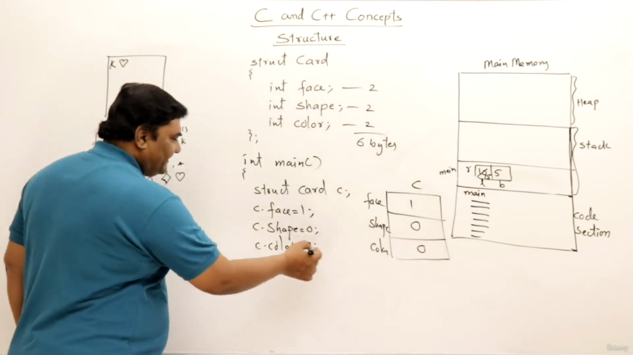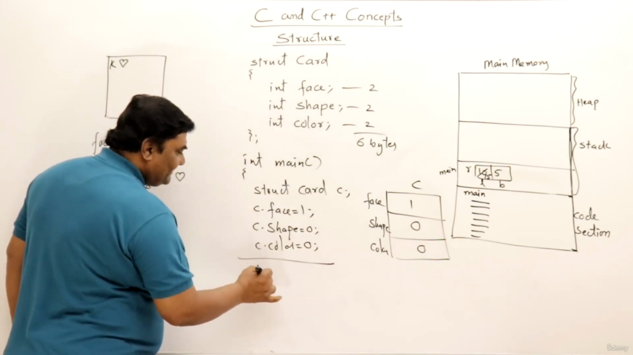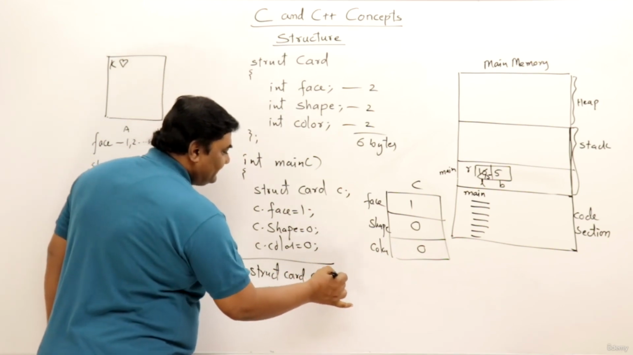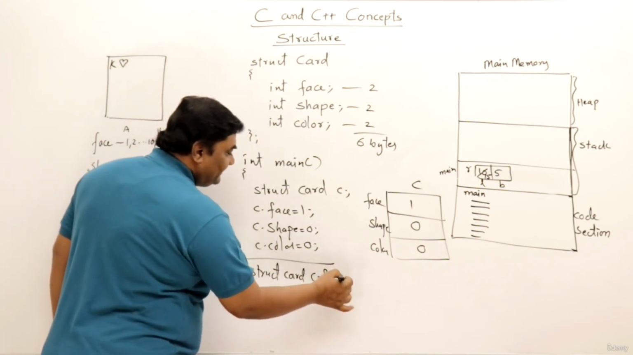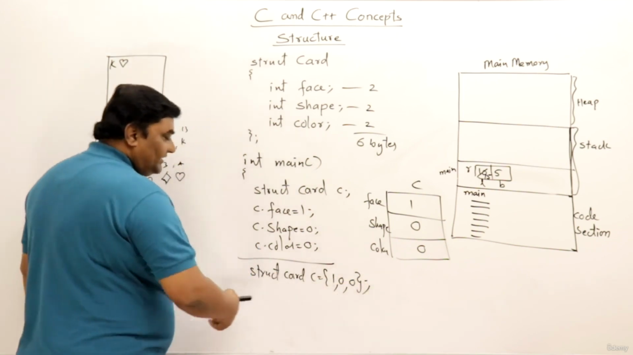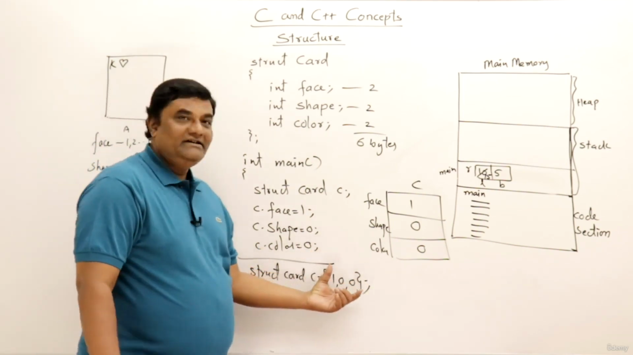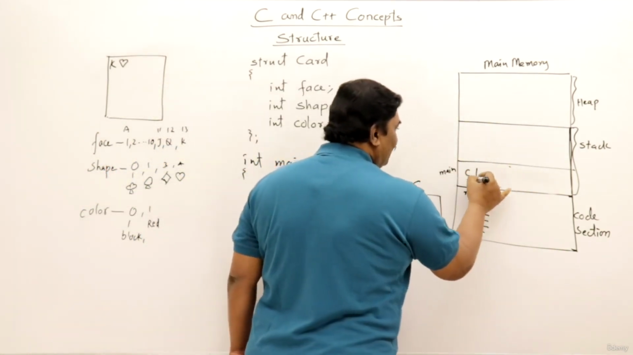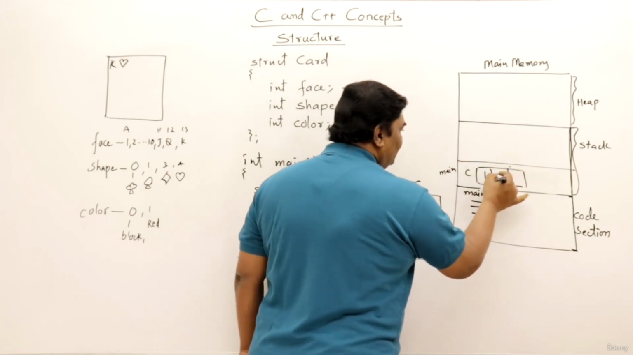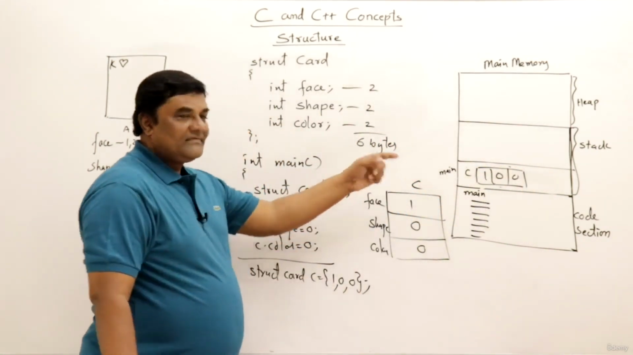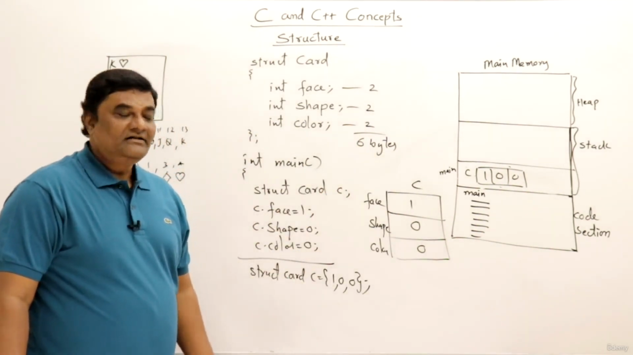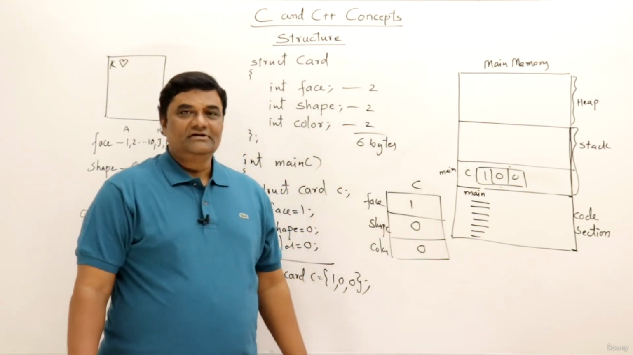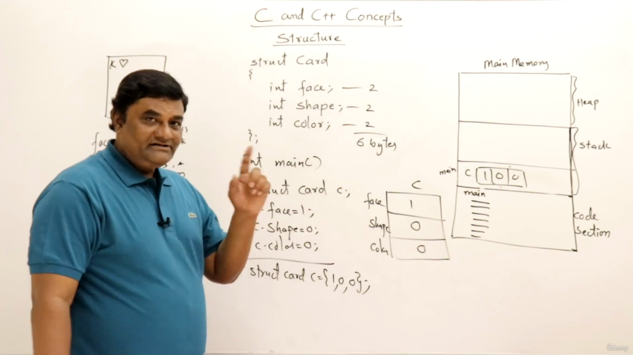Now otherwise, let us forget this. Otherwise, I can directly initialize also. Struct card C, I can directly initialize the value. That is, the first face value is 1, and the shape is 0, and the color is also 0. So this is declaration plus initialization. And inside the memory, C will have 3 members, 1, 0, 0. It will be inside the stack belonging to the main function, or the stack frame belonging to the main function. Now one more thing, I'll just remove this and show you one more thing.